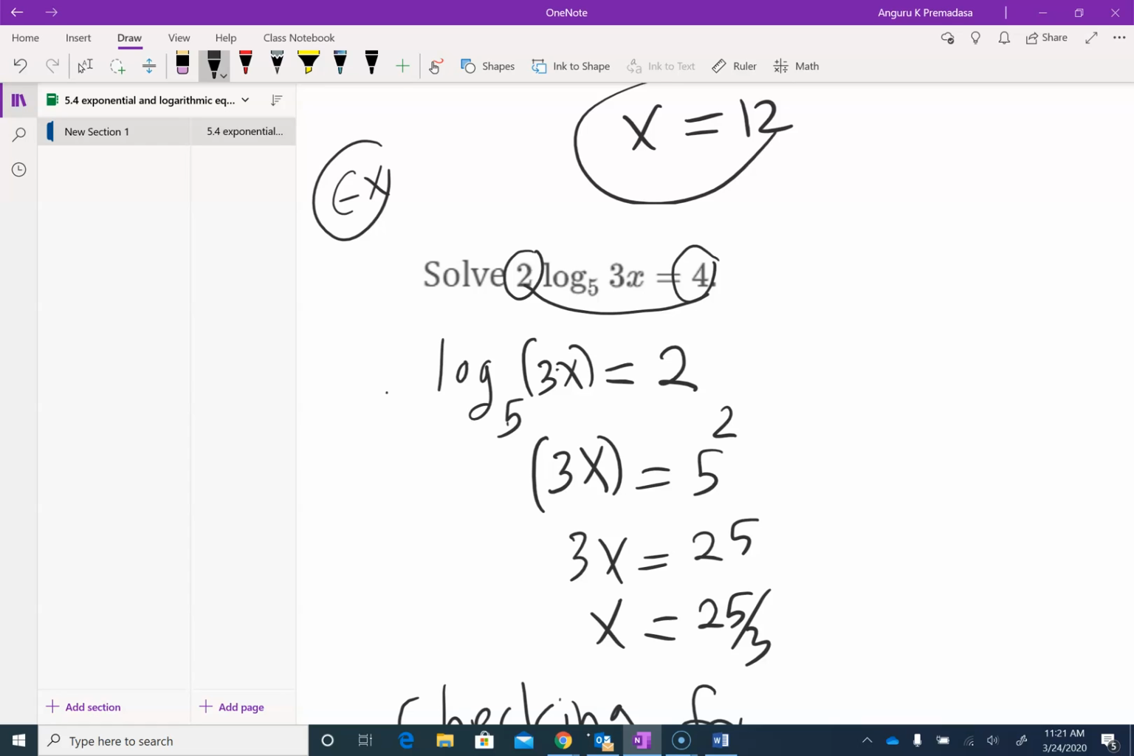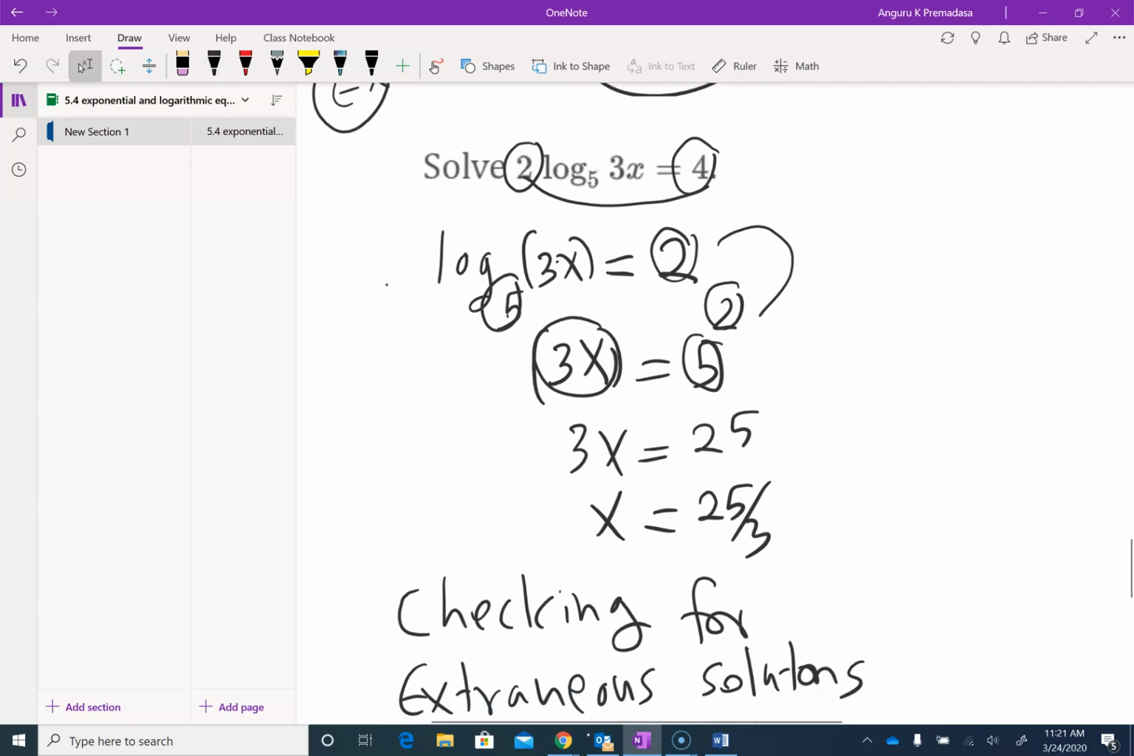So now we want to get rid of the log. The best way to get rid of the log is to convert it to exponential form. So the base goes to base, the power becomes the power, and 3x is the one that is left. So we have 3x equals 5 squared, which is 25, and x is equal to 25 over 3.